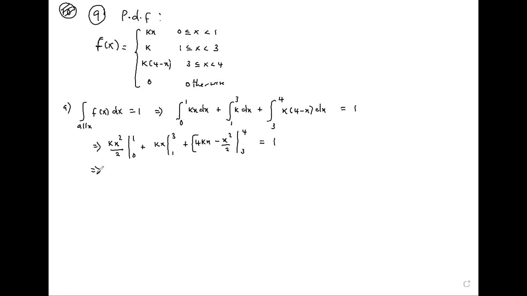As we substitute, we'll get k over 2, remember 1 squared is 1 minus 0, plus 3k minus k, plus you take 4, you get 16k minus 16 over 2, then minus, you take 3, we get 12k, then plus 9 over 2 is equal to 1.